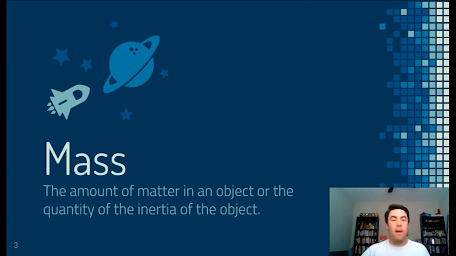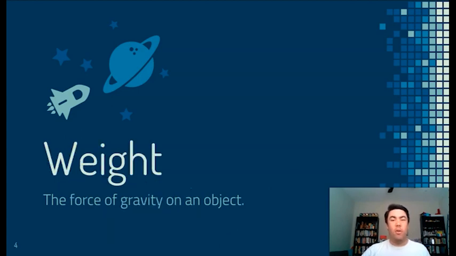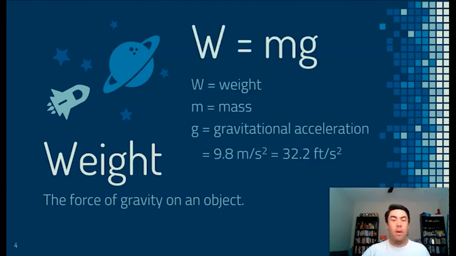Mass is the amount of matter in an object, or the quantity of the inertia of the object. Mass is something that we usually measure with a device like a triple beam balance, whereas weight is the force of gravity on an object. A scale, similar to what's found in the grocery store, doctor's office, or your bathroom, is used to measure weight. And the mathematical relationship between mass and weight is represented by this equation.